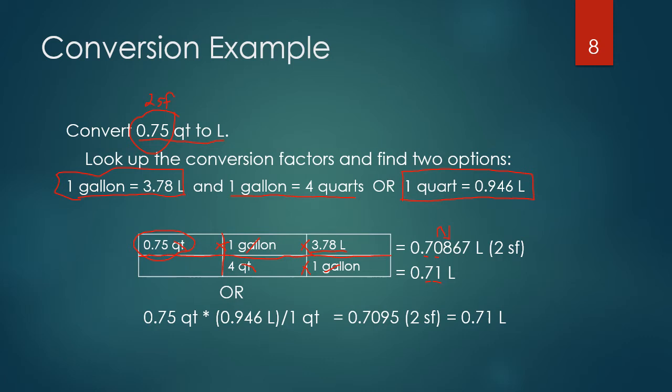So looking at that, notice I'm starting again with the 0.75 quarts. You always start with what's given in the problem. I then am multiplying that by 0.946 liters because I want the quart portion on the bottom in the denominator so that it cancels. Multiplying that out, I get 0.7095, but once I factor in my significant figures, I actually get the same answer, 0.71 liters, that I did in the other conversion, using different conversion factors. So it doesn't matter which conversion factors you use, as long as you are setting up the equation correctly.